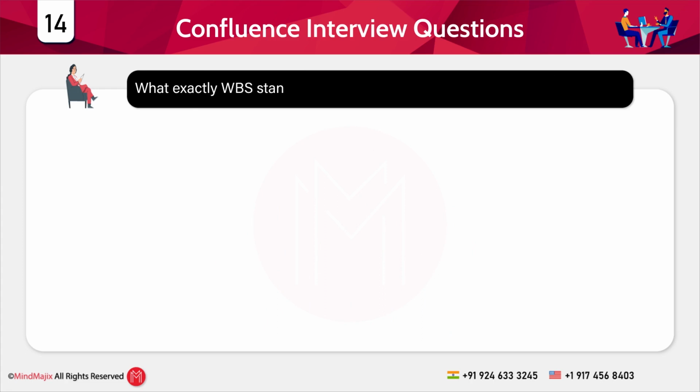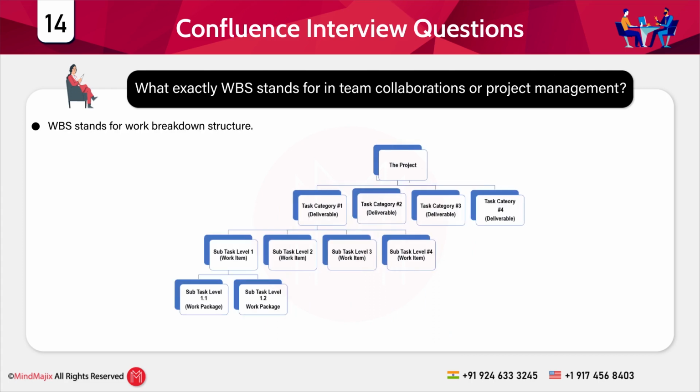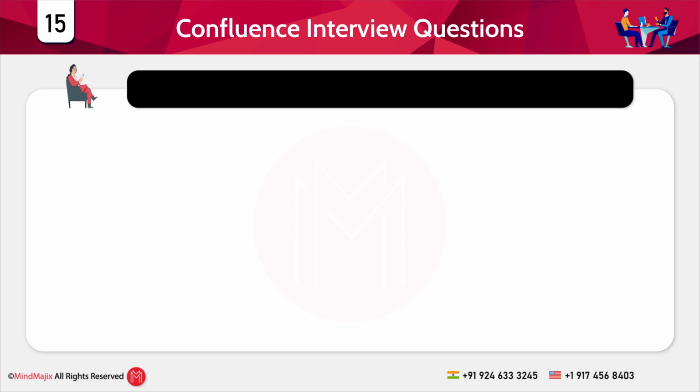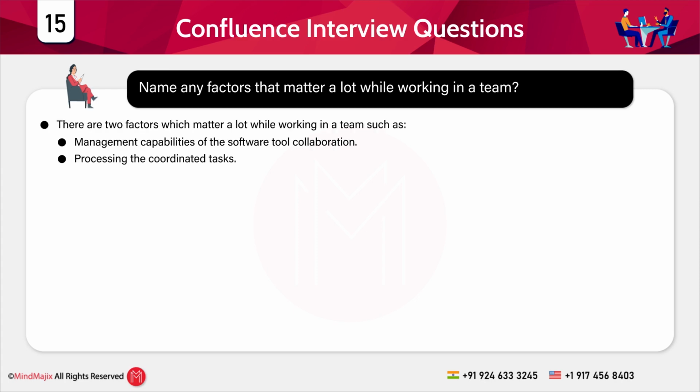What exactly does WBS stand for in collaboration or project management? So WBS stands for work breakdown structure. That means there's a large chunk of work which you need to break down and work on in a structured manner. Now, the next question is, name any factor that matters a lot while working in a team. So there are two factors which matter a lot while working in a team. First, managing the possibility of software tool collaboration. Second, processing the coordinated task. That should be your ideal answer. So these are the 15 questions which we covered currently, and I would request you please go through them. We have a few remaining which we will continue.